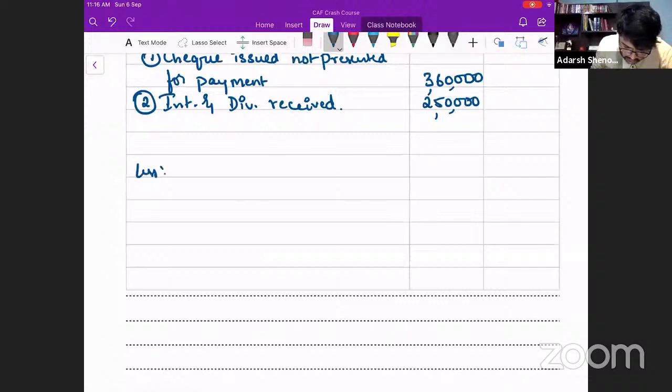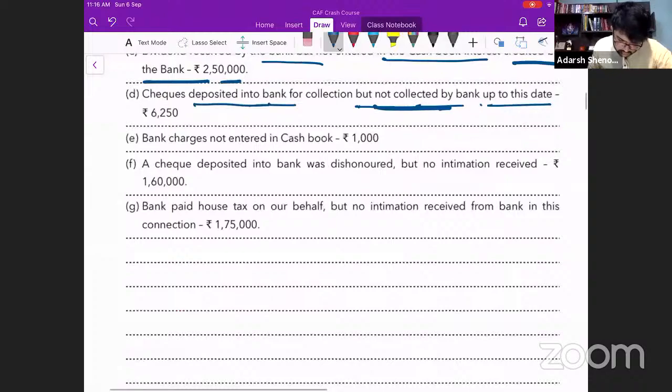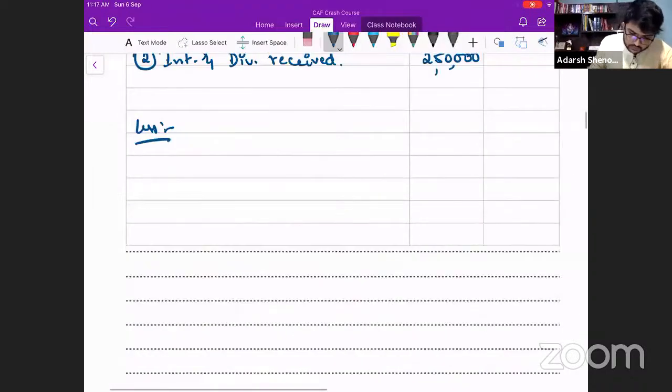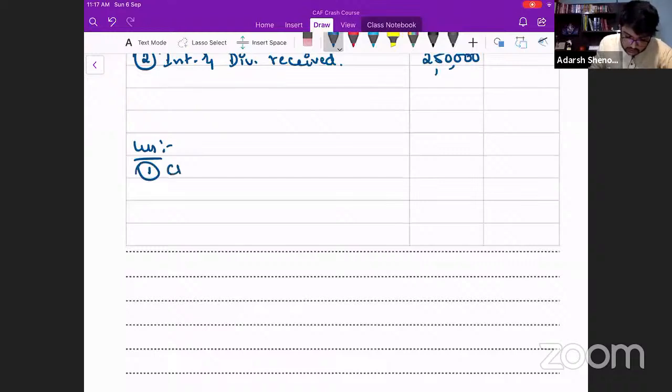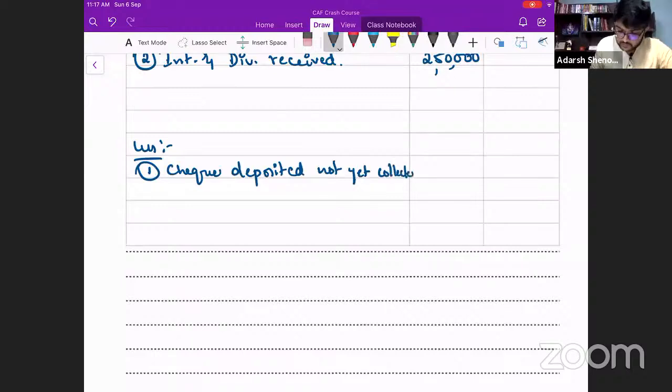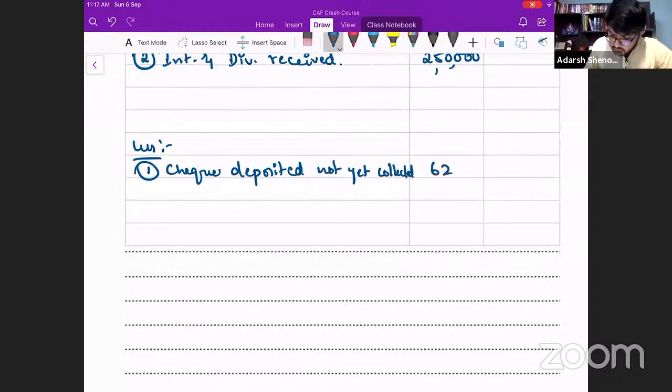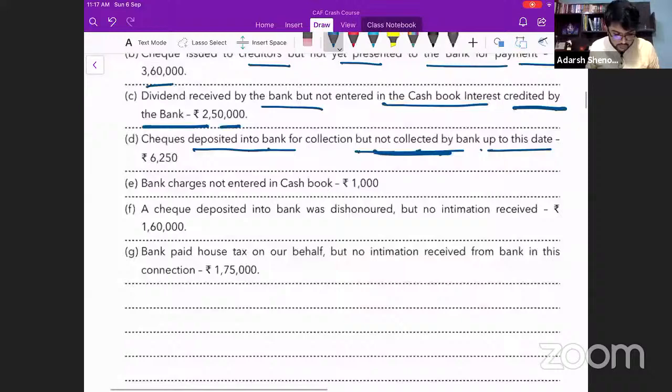I'll use some line. Is the space enough? I hope it is. Less. What should I reduce over here? I should say check deposited, not yet collected. How much is the amount? 6,250. Wonderful. 6,250. No difference, Sriram.